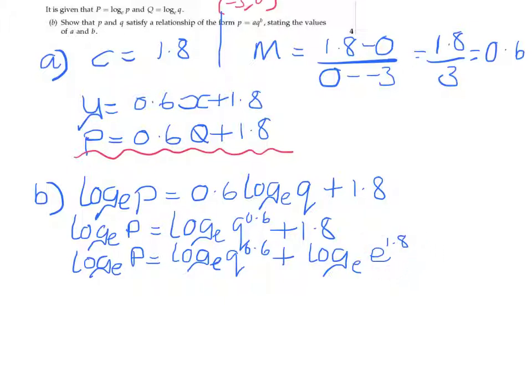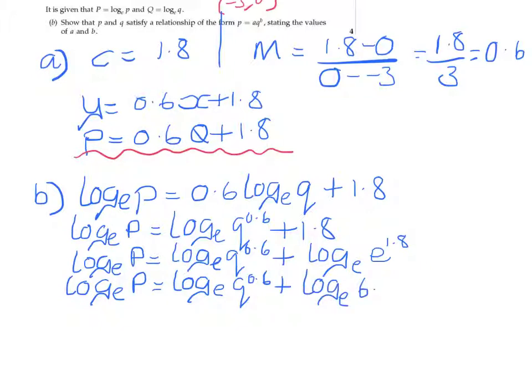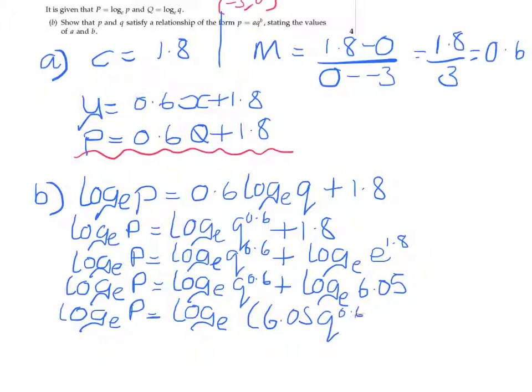And this e to the power of 1.8, I can now just evaluate in my calculator. This is a paper 2 question, it's a calculator question. So I put into my calculator e to the power of 1.8, and I would see that I get an answer of 6.05. Now I see I've got the sum of two logs, so I'm going to use my first log rule to combine those. This was 6.05 times Q to the 0.6.